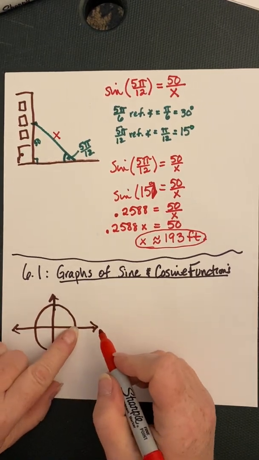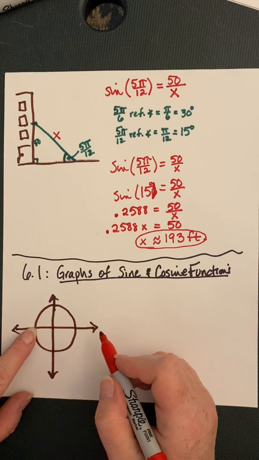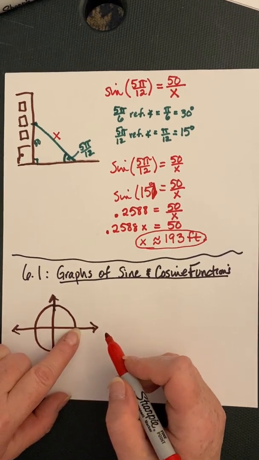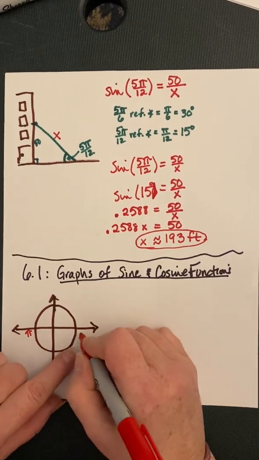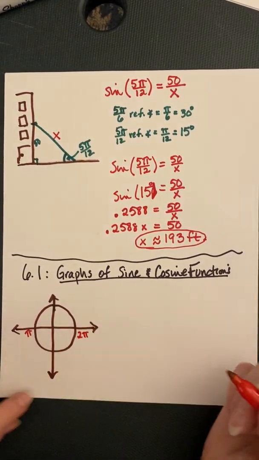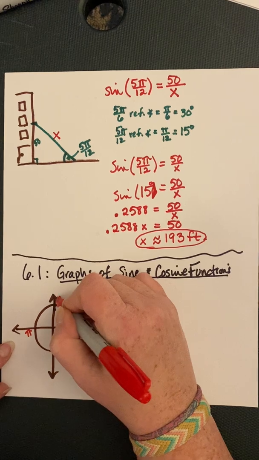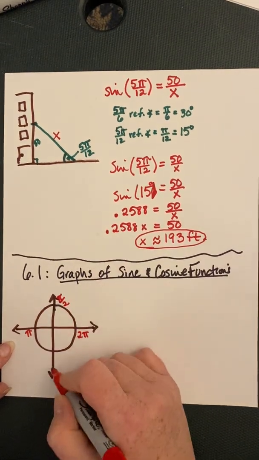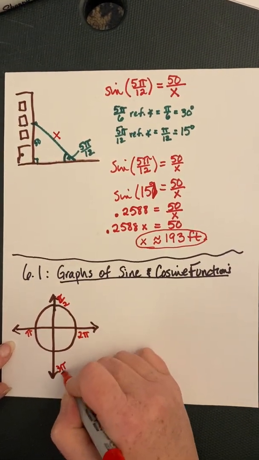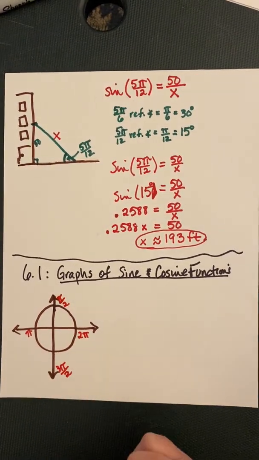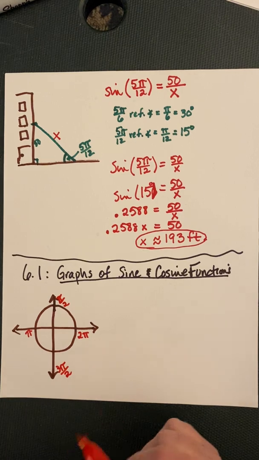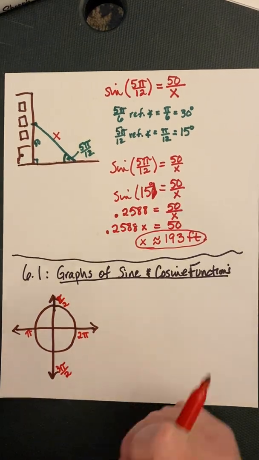that this is 0, and this is 180, and this is 360. I know this is 0, and this is pi, and this is 2 pi. And up here is pi over 2, and down here is 3 pi over 2. Right? I don't know why I wrote it down there instead of right there. Whatever. Okay, so here's what I'm going to do.